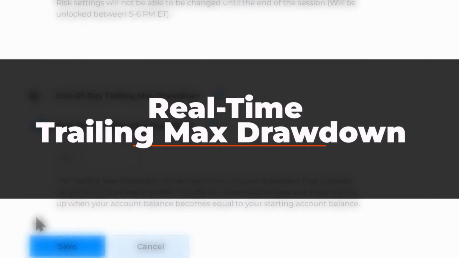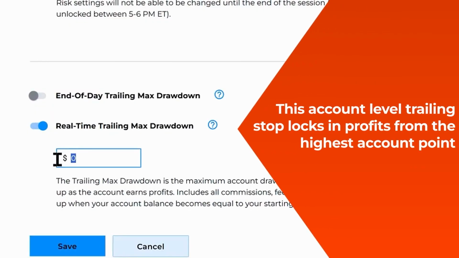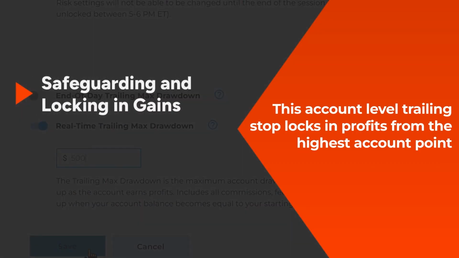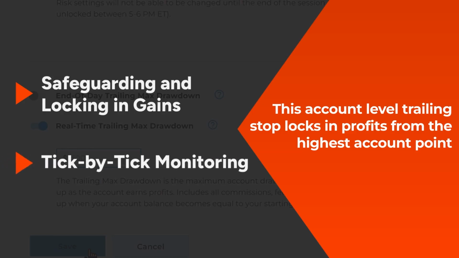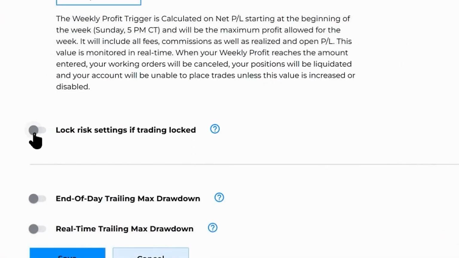Real-time trailing max drawdown is your dynamic intraday profit protector. This account-level trailing stop locks in profits from the highest account point, including unrealized gains from open positions. Unlike the end-of-day version, this monitors your account positions on every tick and adjusts the trailing stop in real time throughout the day.